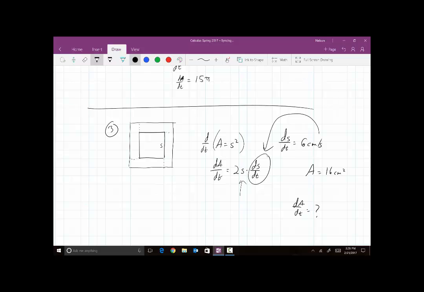But we don't have a number to put in for s. But we do know that a is equal to 16. Now, we know that a is equal to 16. We also know that a is equal to s squared. So that means that 16 must equal s squared.